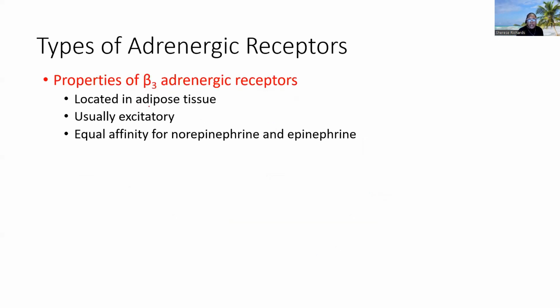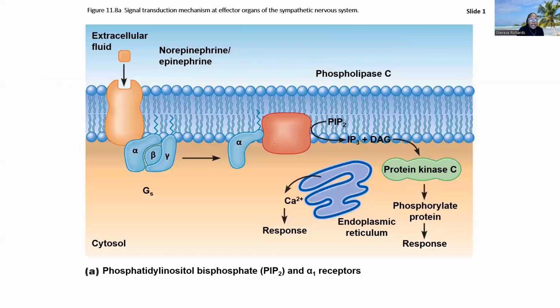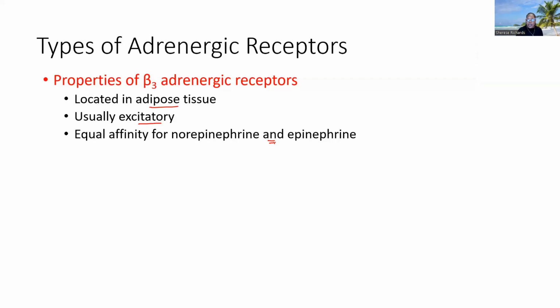Lastly, beta 3, usually found on adipose tissue, usually excitatory to its effector tissue, and then this will also have equal or even affinity for norepinephrine and epinephrine. Okay. So these are our main receptors and sort of the principles that apply. What we're going to go on to look at is the mechanism of these receptors.